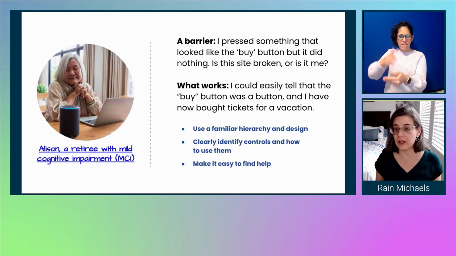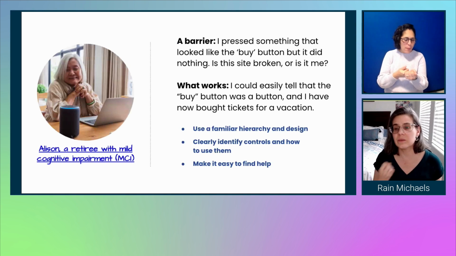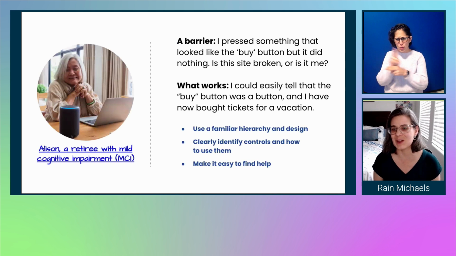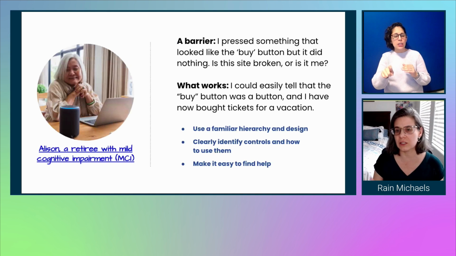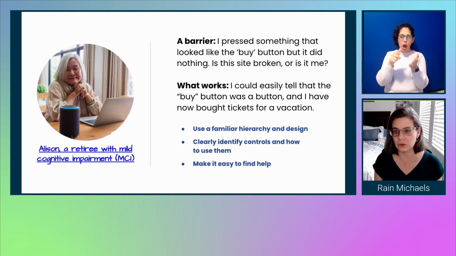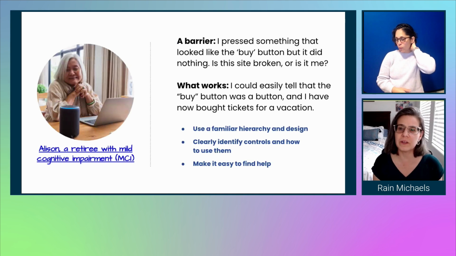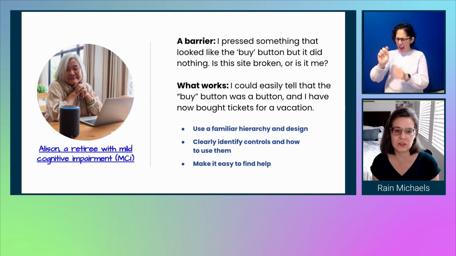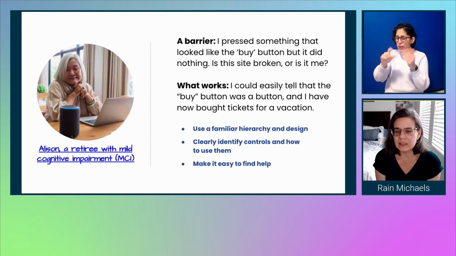So some of the ways that we can help Allison: using familiar hierarchy in design, really relying on what people know. And I'm not arguing for not innovating and coming up with better design, but we need to be very thoughtful when we do this, so that we're not blocking people from being able to use the tools that we're creating. We also want to make sure that controls are very clearly identified as controls, that they're semantically coded the way that they need to be for the behaviors of those controls, and that there is in the design something that really makes it clear how to use it.